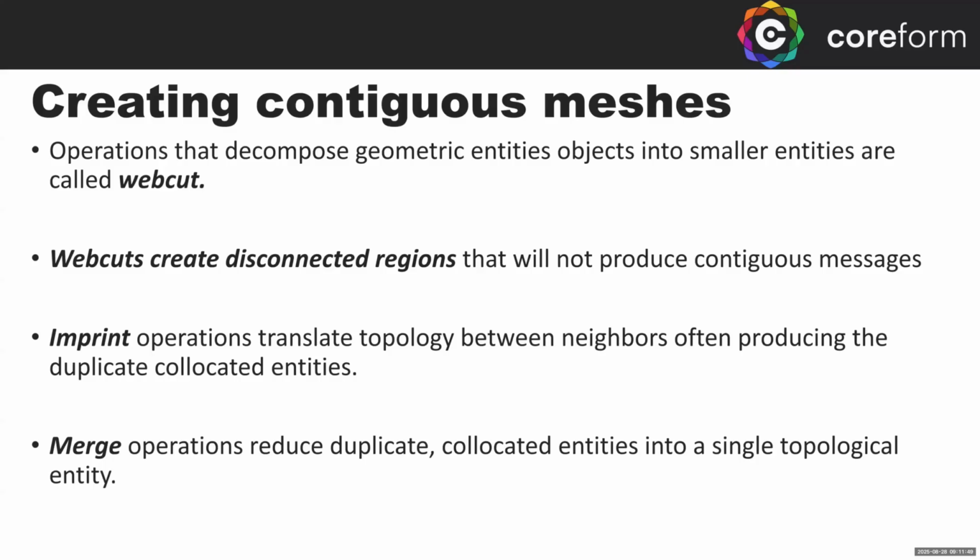One is imprint, and what that does is it translates topology, or copies topology, from neighbors onto each other. That oftentimes gives you these duplicate co-located entities, and then merging can stitch those together to be a single entity that's meshed, and that enforces this continuity of your mesh.